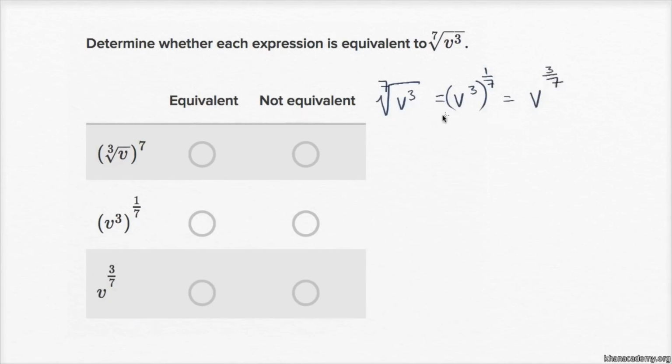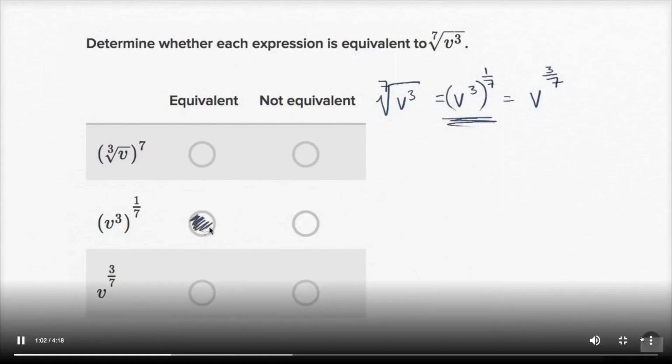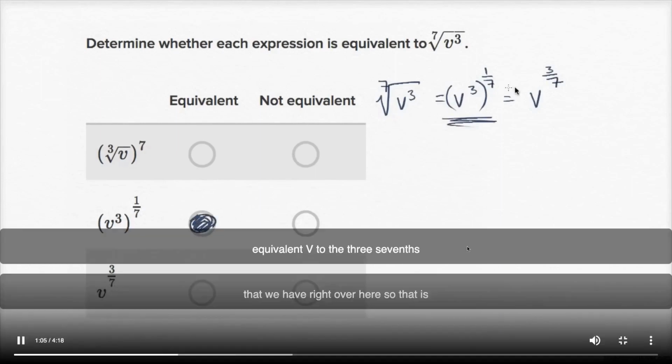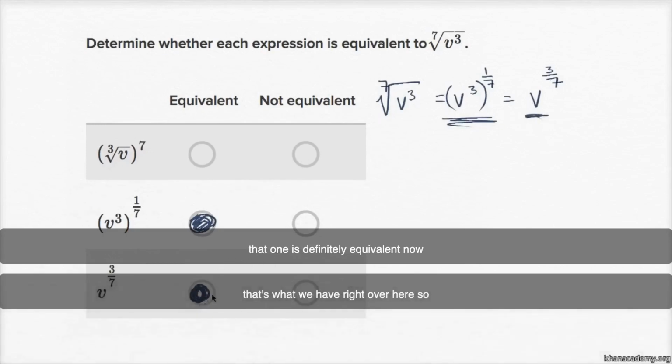So v to the 3/7. We've written it in multiple forms now. Let's see which of these match. So v to the 3rd to the 1/7 power, well that was the form that we have right over here, so that is equivalent. V to the 3/7, that's what we have right over here, so that one is definitely equivalent.